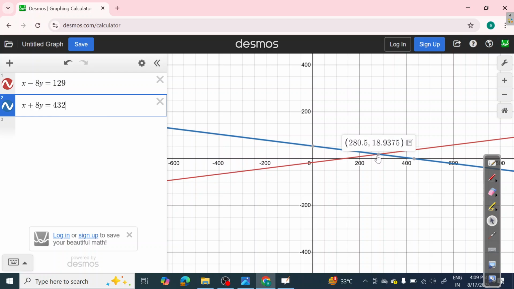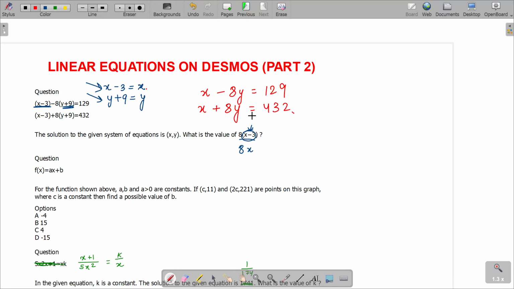It is 280.5. So you only need x, right? Because remember, you want to find the value of 8x. So you need 8x, 280.5. Instead of this, I'll just do 8 times 280.5, and you will get your answer. Please drop your answer for question number 1 in your comment section.